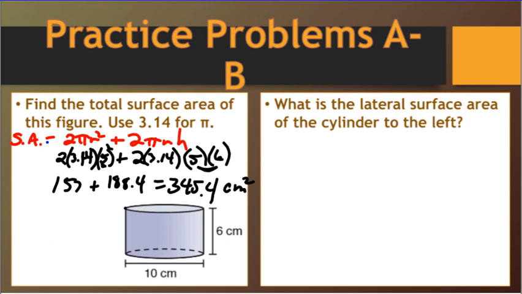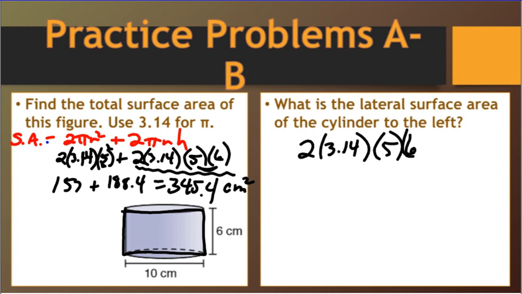Next one, what is the lateral surface area of the cylinder to the left? So lateral surface area, we just want to find the surface area of this piece. So for that one, we're just taking the last part of this, which was 188.4. So you just took the 2 times 3.14 times 5 times the 6. So it's really the last part of our formula right here, 2 pi r times h, which would give us our 188.4 square centimeters.